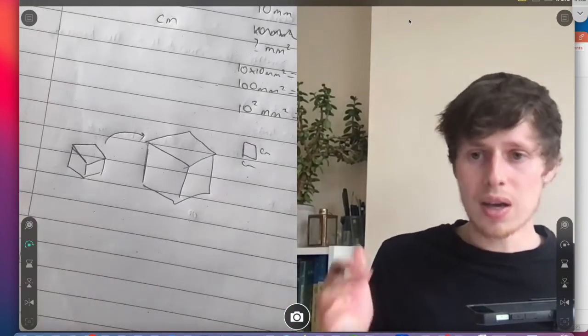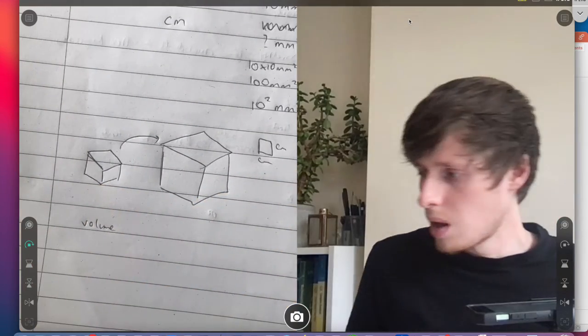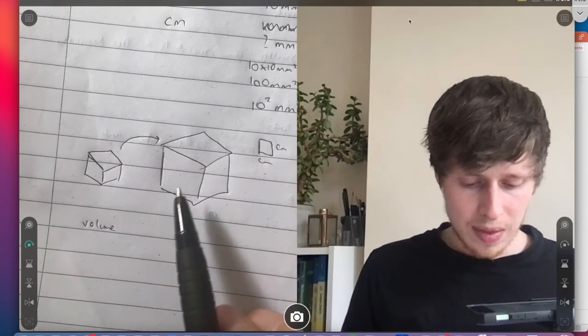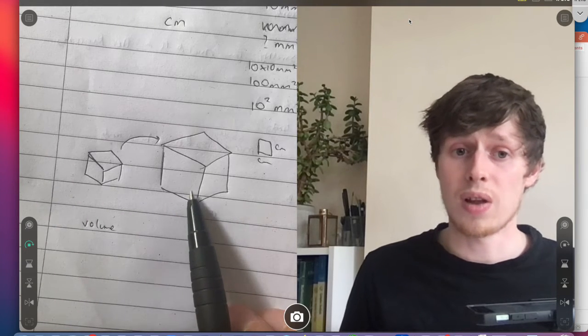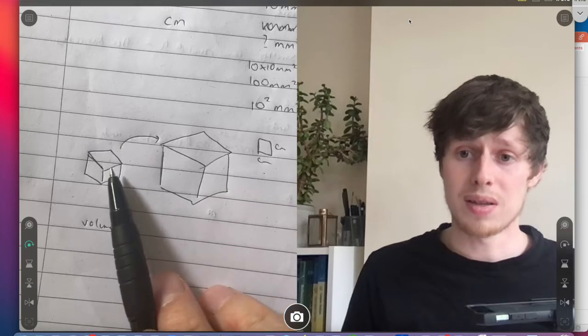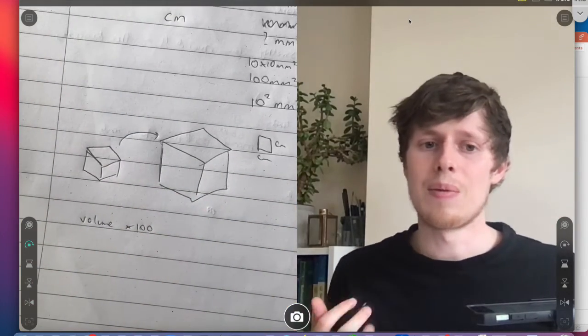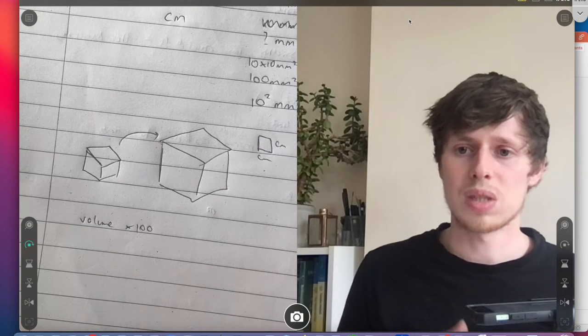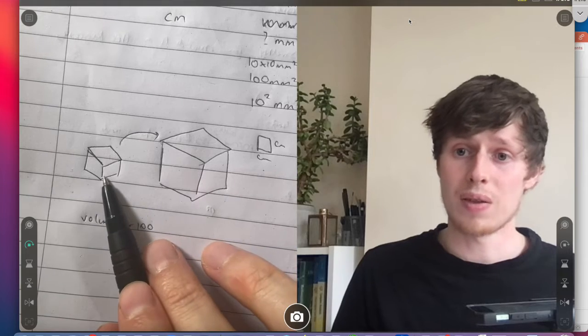If we're looking at volume now, I know that this one is 100 times longer. It takes 100 times longer to fill up this one compared to this one. Say volume times 100, right? I just need to times that time by 100, because the volume of this one is going to be 100 times bigger than that one.